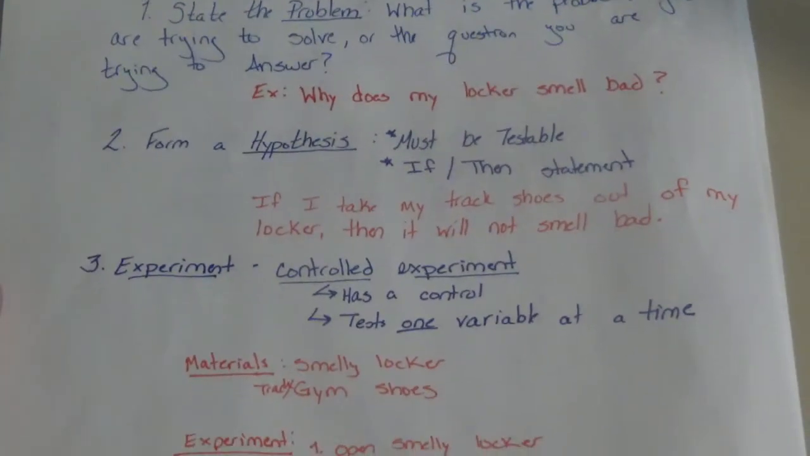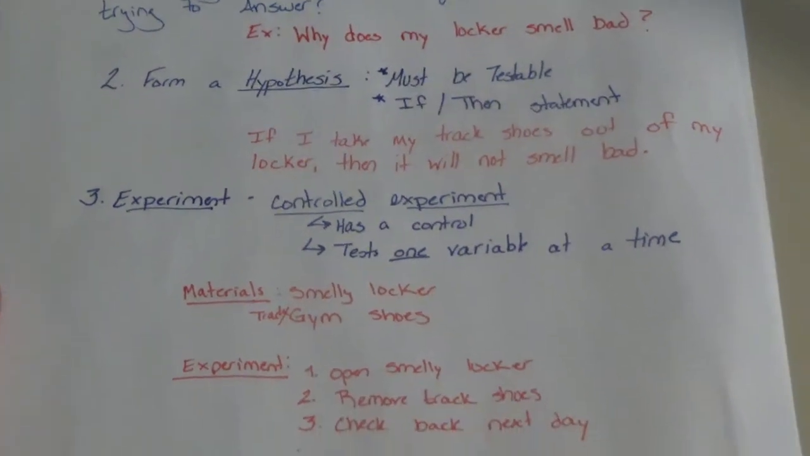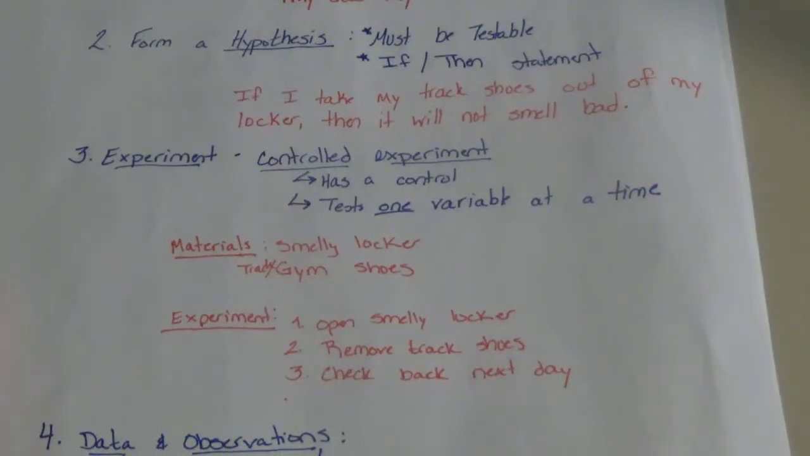I'm going to design a controlled experiment. A controlled experiment has a control, also known as a constant, and it tests one variable at a time. I'm not going to change a whole bunch of stuff. I'm not going to put air freshener in my locker and take out my track shoes and light a candle or anything like that. I'm just doing one thing. I'm testing one variable to see if that's what causes my locker to stink. So in my experiment, I'm going to remove my track shoes and check back the very next day.